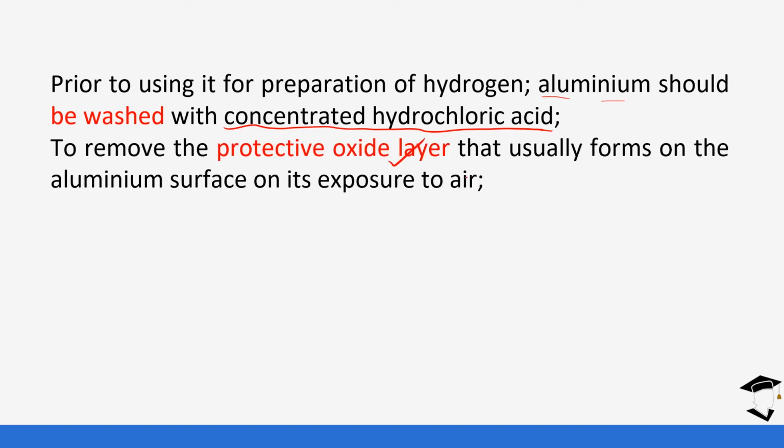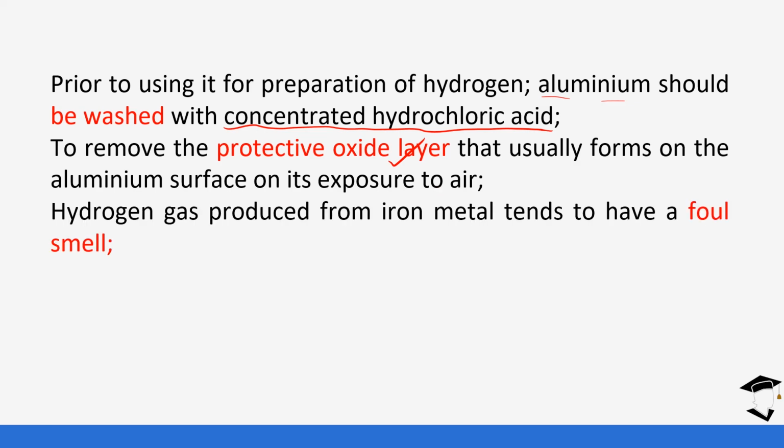This is one of the reasons we said aluminium does not react quickly with steam. So it is also one of the reasons why it may not react with acids that quickly. This oxide layer needs to be removed before the reaction is allowed.